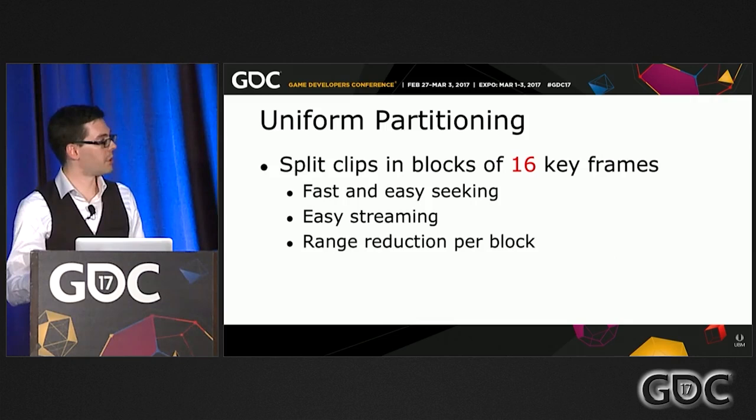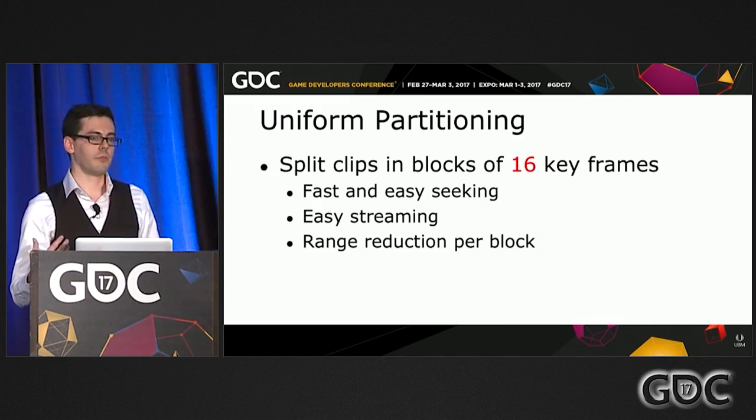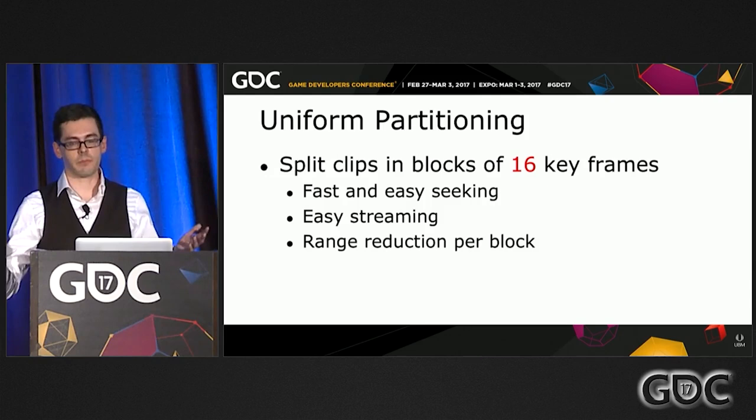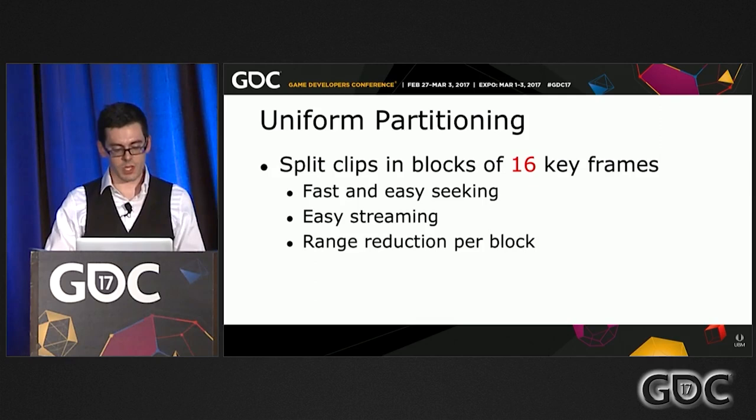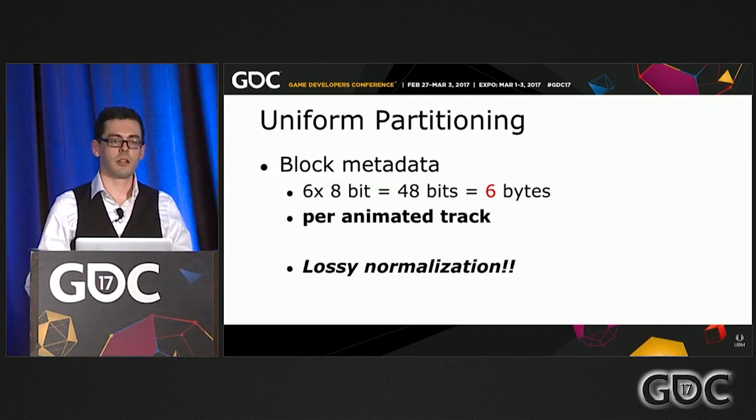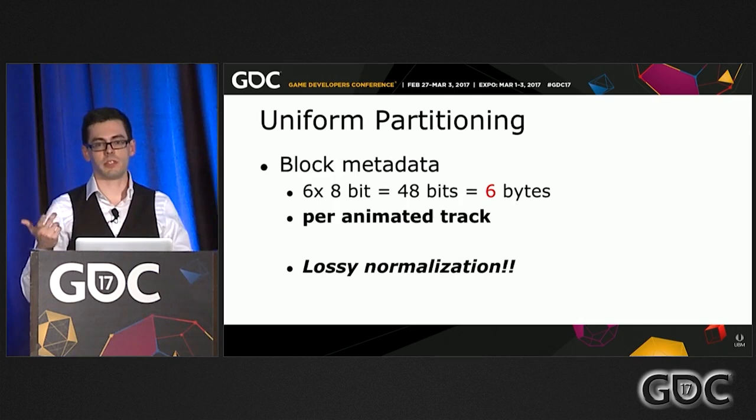And last but not least, it allows us to do range reduction again a second time per block. So we have 2 levels of range reduction, first at the whole clip level, and once more within each block. And again, we store the range information metadata within each block. Our 6 scalars this time are quantized onto 8 bits because they're essentially between 0 and 1. And that yields 6 bytes per animated track.